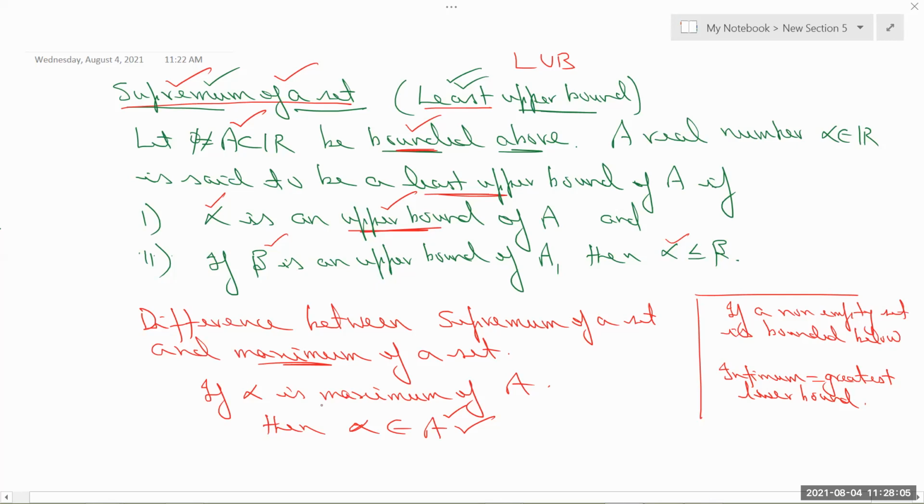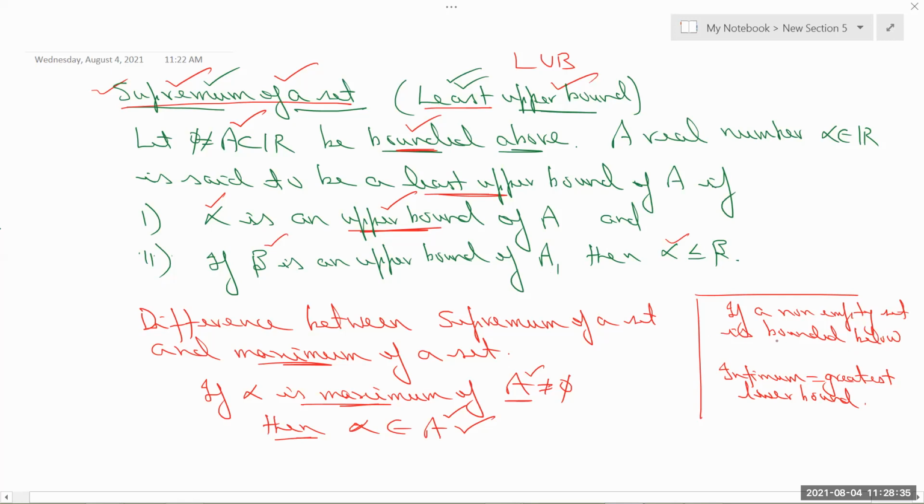So the difference is that if alpha is a maximum of a non-empty set A, then alpha must belong to A. Maximum या minimum हमेशा सेट के मेंबर होते हैं। जब भी एग्जिस्ट करेंगे हमेशा सेट के मेंबर होंगे। Whereas supremum and infimum of a set may or may not be a member of the set. The only difference is that for finding supremum of a set, we need to find all upper bounds, and among all upper bounds, just look at the least upper bound. So that is called supremum of a set.